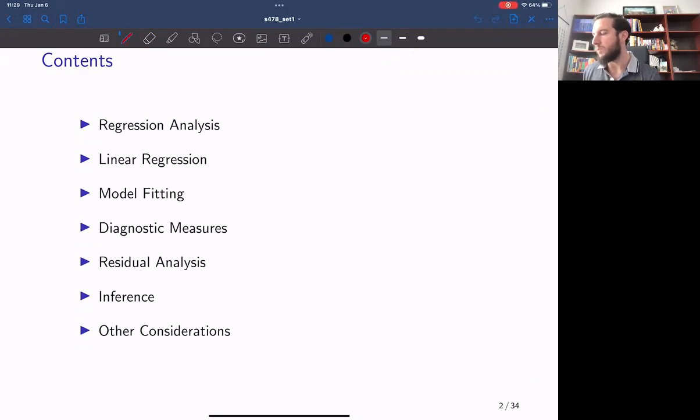Following that, we'll talk about diagnostic measures and residual analysis. Then we will talk about methods for conducting inference, which can also be done using R output, and then a few other considerations that might arise in the fitting process. For example, variable selection would be one other key component that you would usually be interested in exploring when you're using any kind of model, because the simpler the model, the easier it is to interpret.